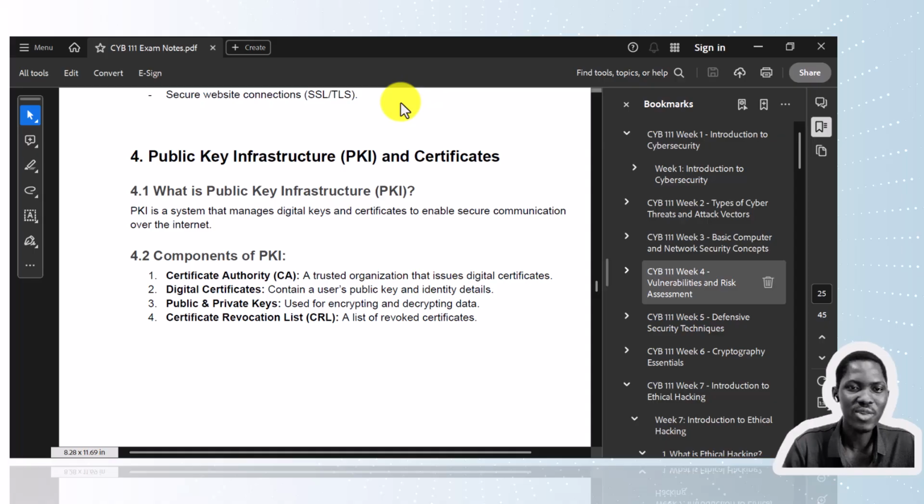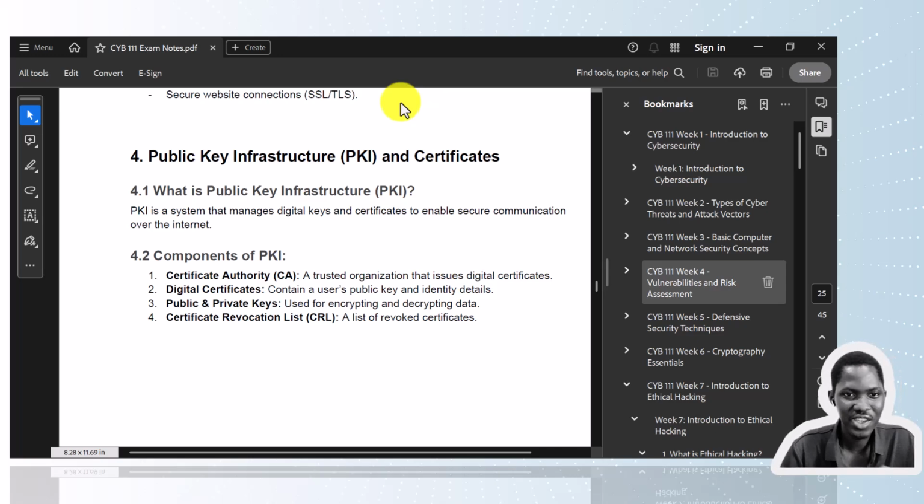That is public key infrastructure. It now has some components, right? What are the components? There's the certificate authority, there's the digital certificates, digital keys and certificates. There's public and private keys, and then there's a certificate revocation list. So these are the components of public key infrastructure.